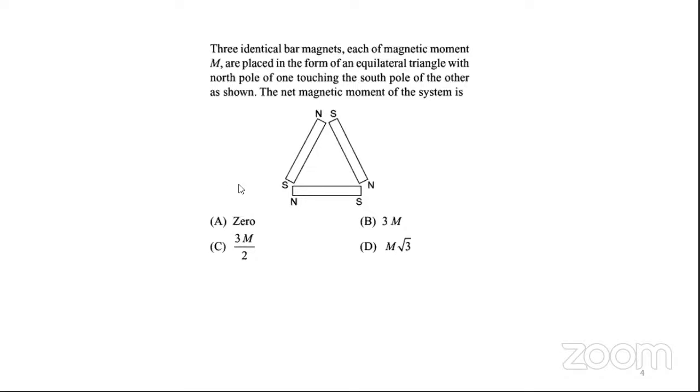All right. Okay. We know that magnetic moment is a vector quantity, and so if you take the resultant of all these three, as this is an equilateral triangle, they will get cancelled out. So the answer will be zero.